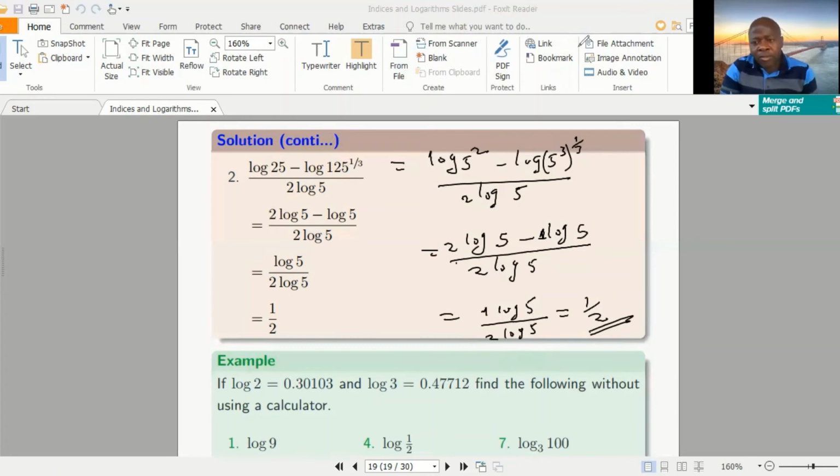Now, you can do as many examples as possible to ensure that you familiarize yourself with the laws of logarithms and their applications.